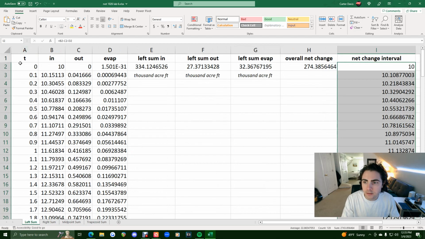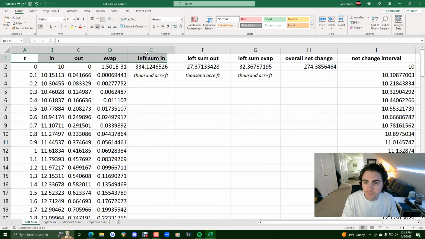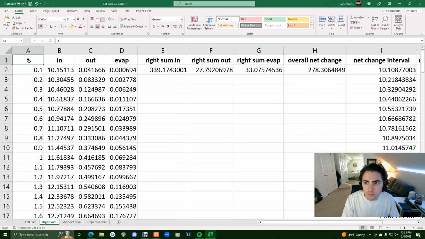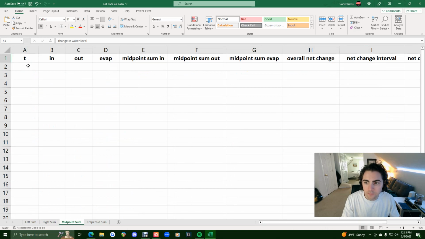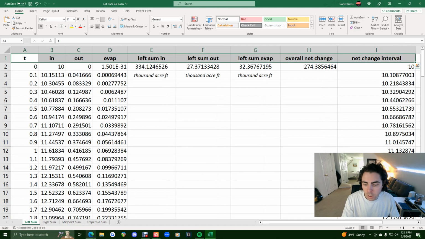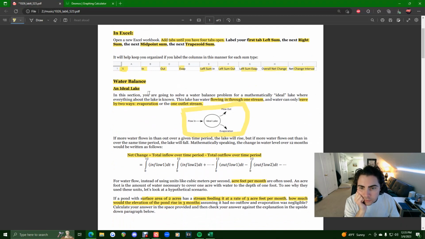And they also tell us to input these titles, these headers across the top. So go ahead and do that for each of the corresponding tabs, right? All right. So go ahead and do that before you get started.